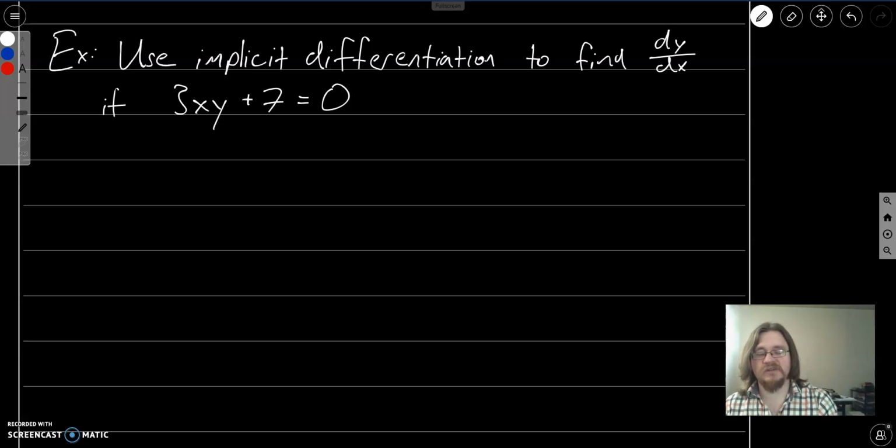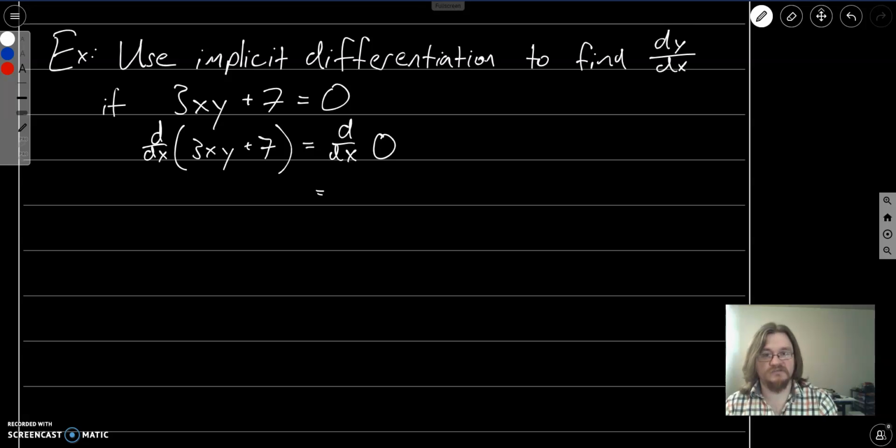So again, with implicit differentiation, we're just going to take the derivative of both sides. Whatever you do to one side, you have to do to the other. So I'm going to take the derivative of 3xy plus 7, and that's going to be equal to the derivative of 0. Well, again, this right-hand side, the derivative of a constant, say 0, is just 0. And then I have the derivative of this left-hand side. And I'm going to take my time with this.